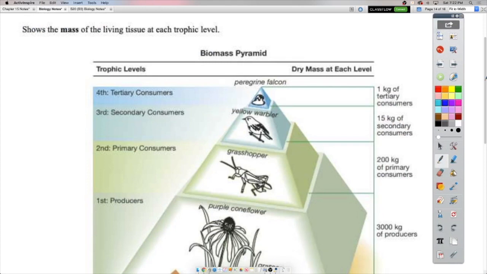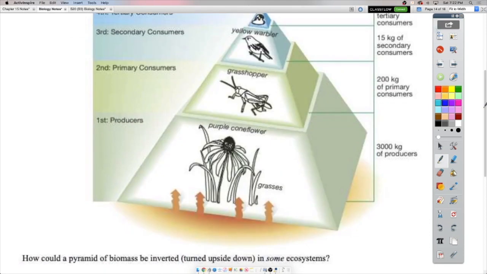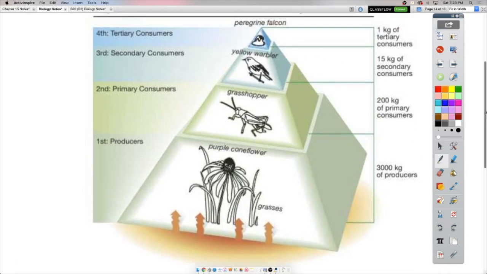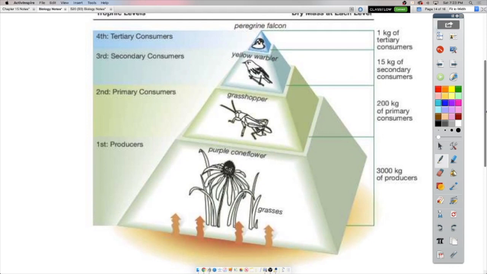So instead of just numbers, now it's like, okay, we're going to pause time, go into an ecosystem and weigh everything and then see what the mass is. Okay. And again, almost always it decreases as it goes up, right? So if you have 3,000 kilograms of producers, that could support 200 kilograms of primary consumers, 15 kilograms of secondary, and 1 kilogram of tertiary.